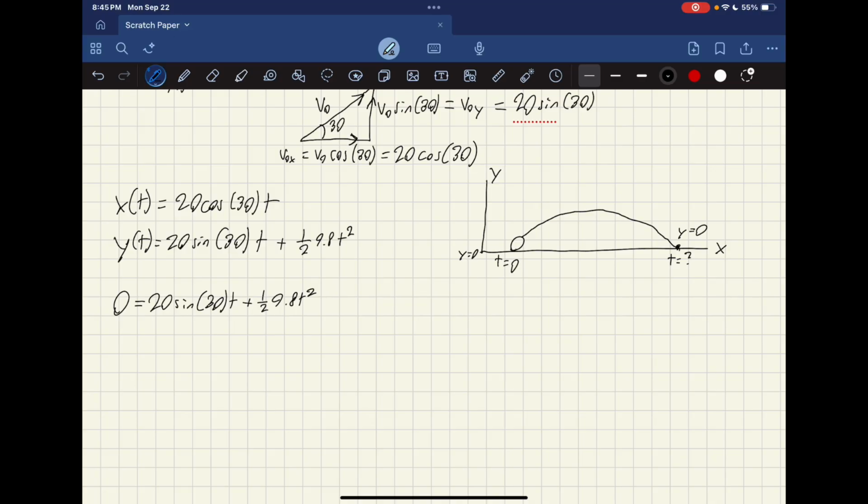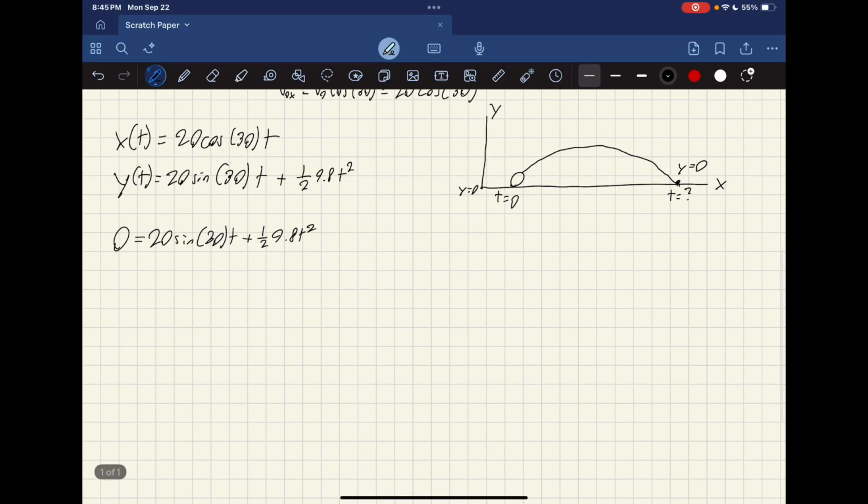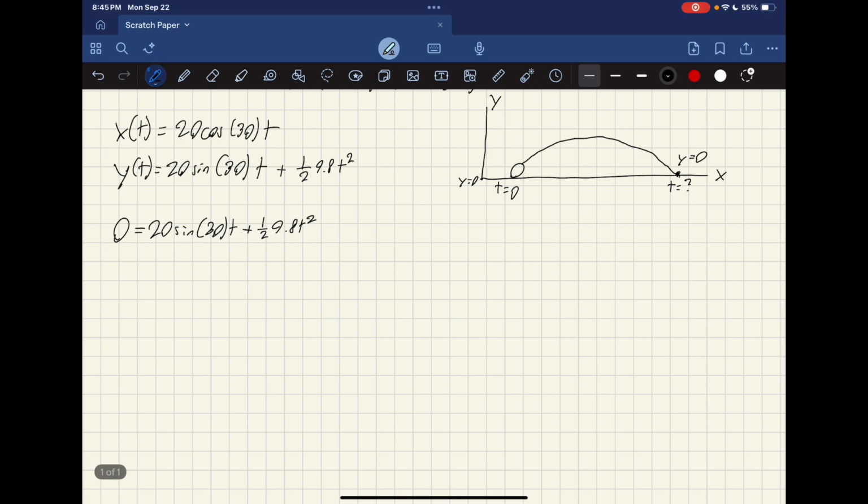This is a quadratic equation, and you can use the quadratic formula to solve it if you'd like. Or you can realize that both of these have a t in them, and so you can factor out the t. So now 0 equals t times 20 sine of 30 plus 1/2 9.8.